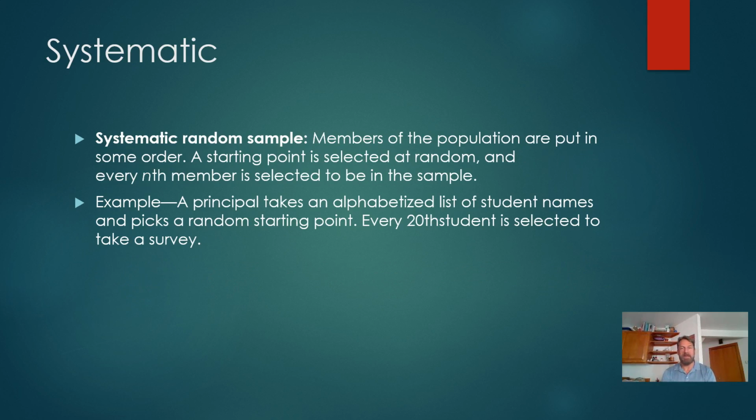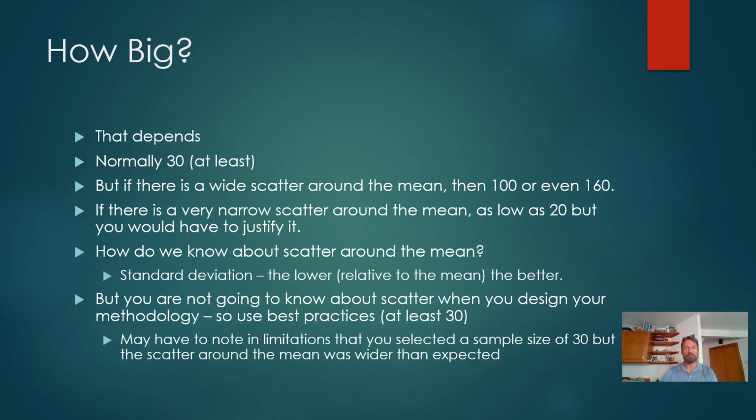And lastly is systematic. Members of the population are put in some order. So we might order people alphabetically, or we might order them by age or something like that. And then we decide we're going to select every nth member. It could be every 10th, every 20th, every 5th. And so we just go through and systematically pick every one of those, and that becomes our sample.